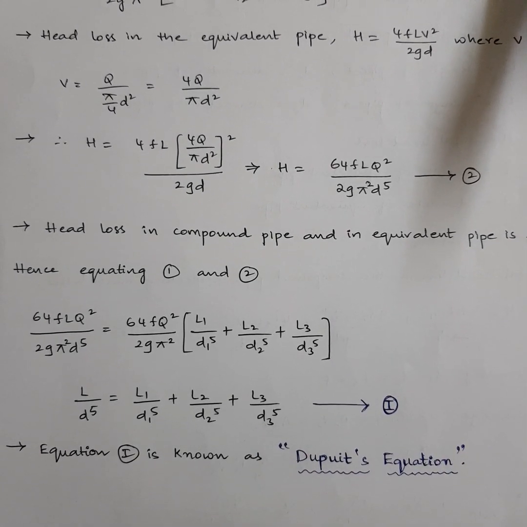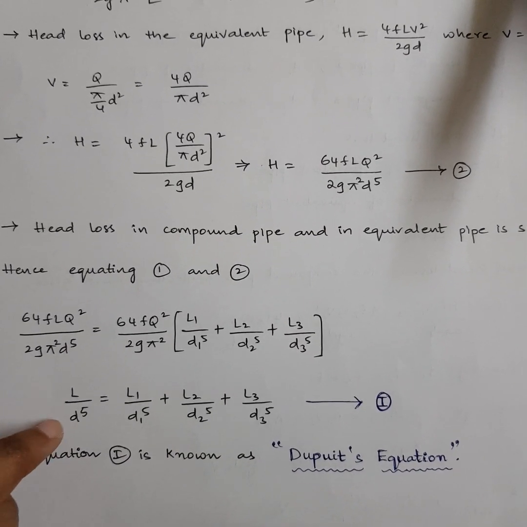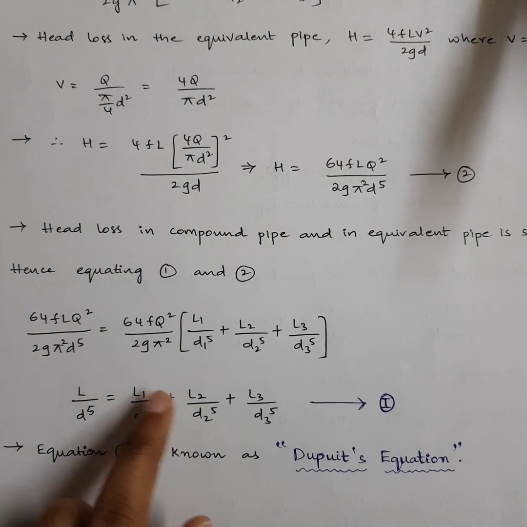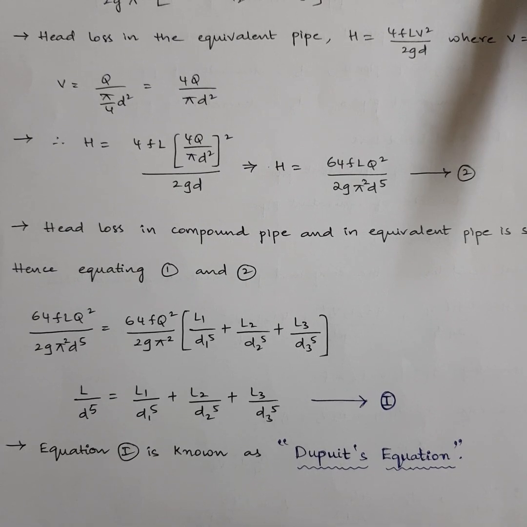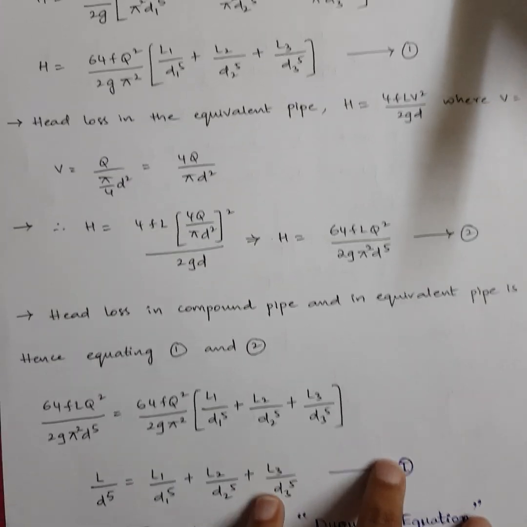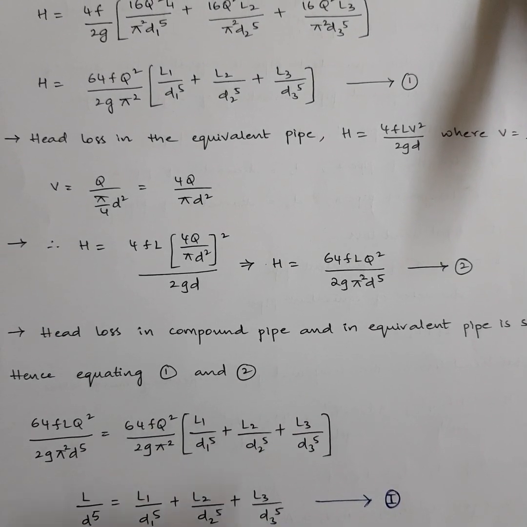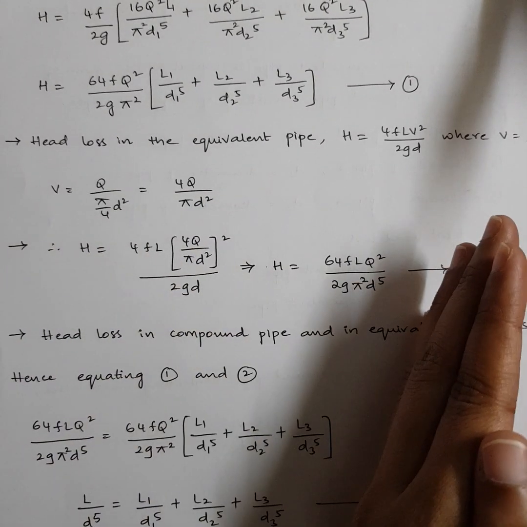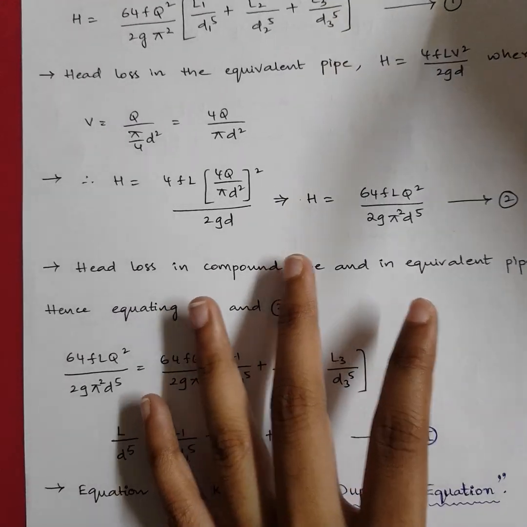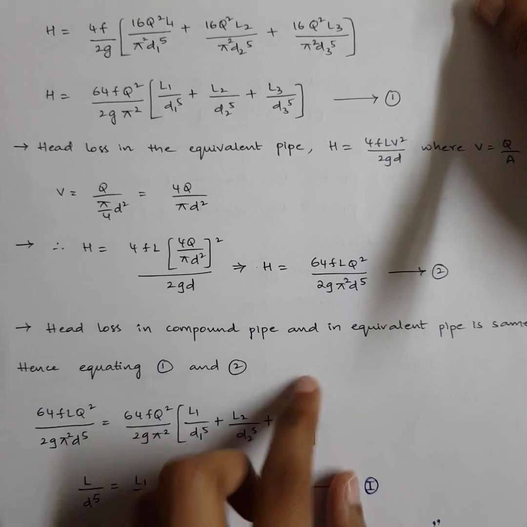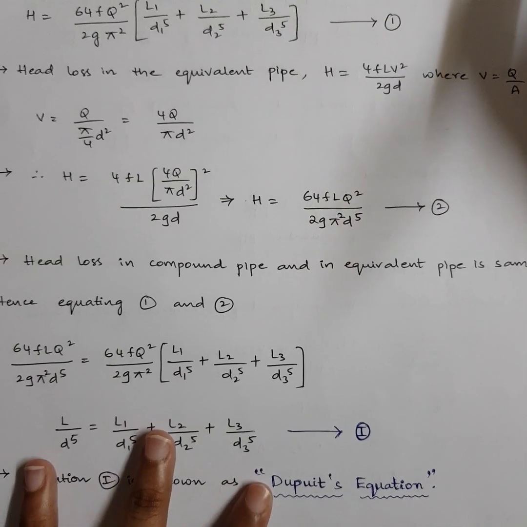This equation is known as Dupuit's equation. In this equation, L represents the length of the equivalent pipe, D represents the diameter of the equivalent pipe, and L1, L2, L3 and d1, d2, d3 represent the consecutive lengths and diameters of your compound pipe. Clear? So I'm just giving the summary again. For the equivalent pipe, we equate the head losses of a compound pipe, neglecting the minor losses, to the head losses of an equivalent pipe. So this is what I'm left with. This is known as our Dupuit's equation.